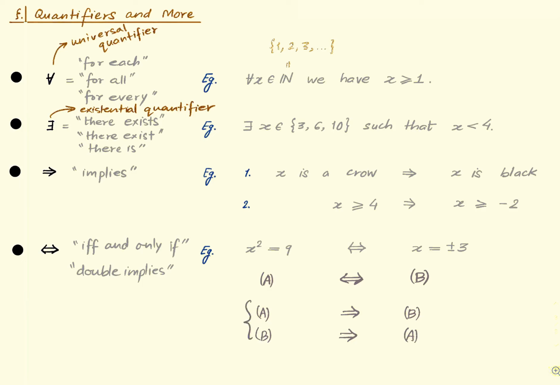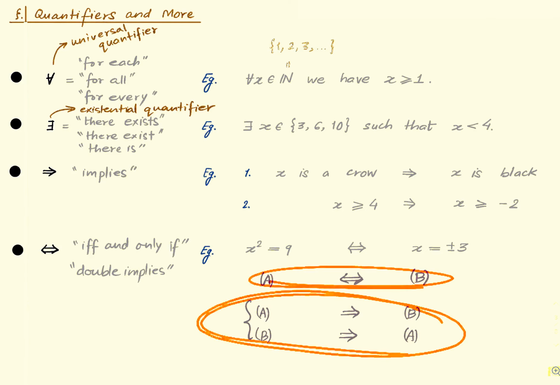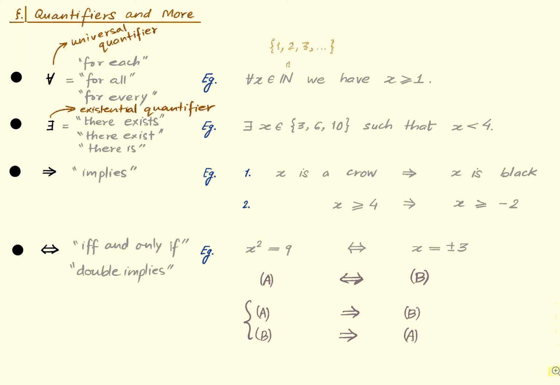So these two statements together is that statement. So A itself is a mathematical statement, B is a mathematical statement, and this whole thing is also a mathematical statement. What I'm saying is that this is same as that. Okay.